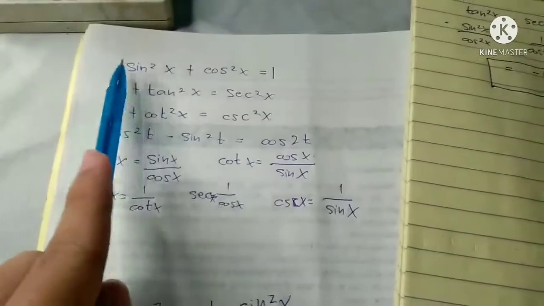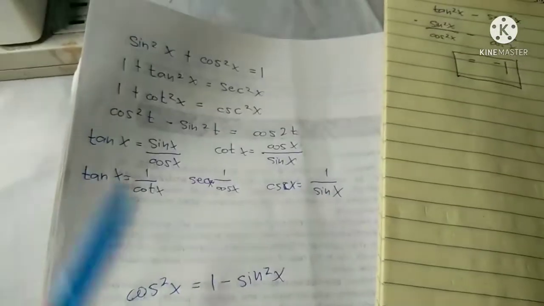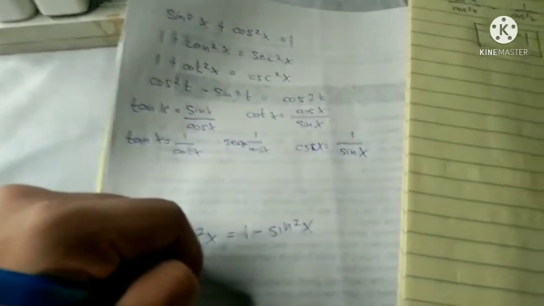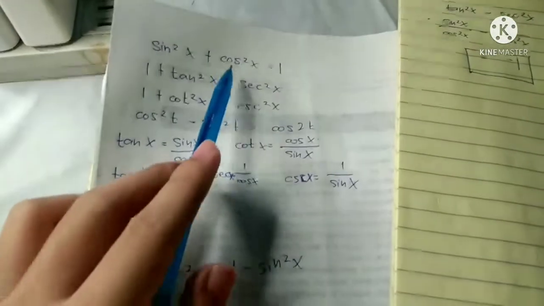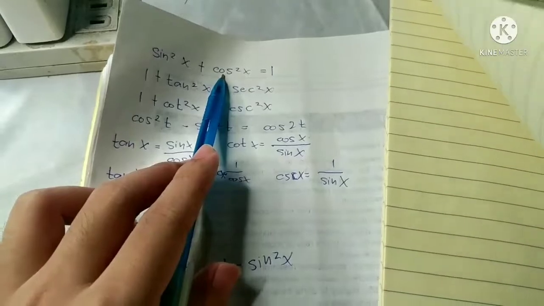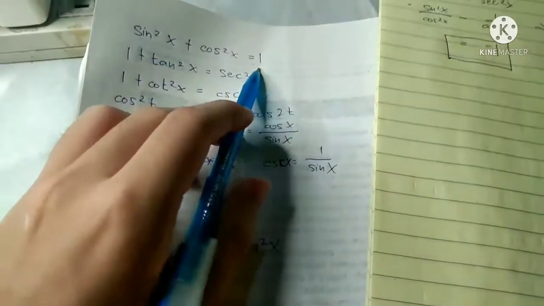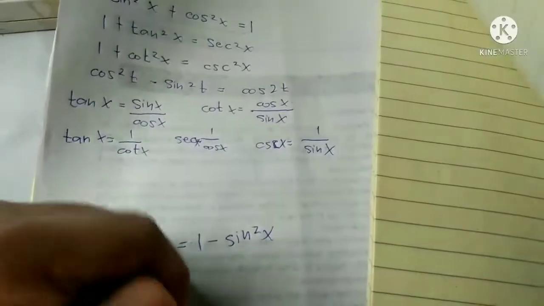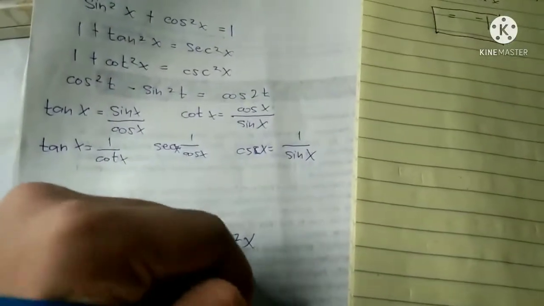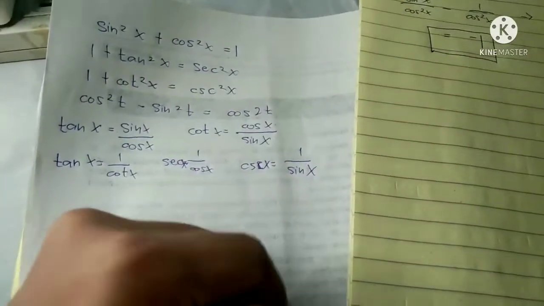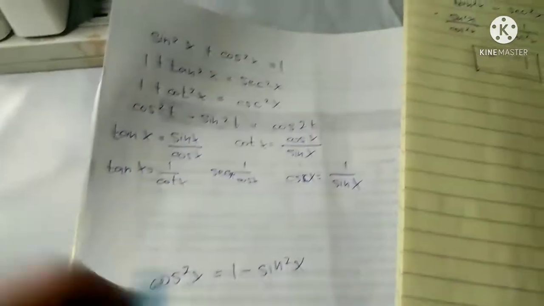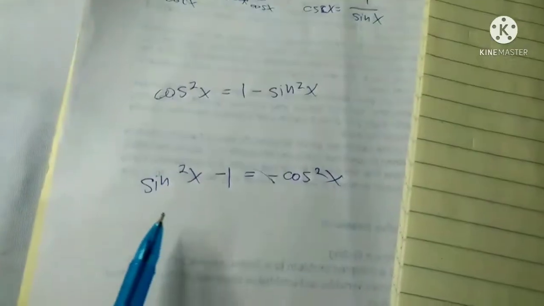So as you can see, this equation, we can write it as sine squared x plus cosine squared x equals 1, then transpose this to the other side. So negative 1 equals negative cosine squared x. So you can see here and here, just transpose, you will get here.